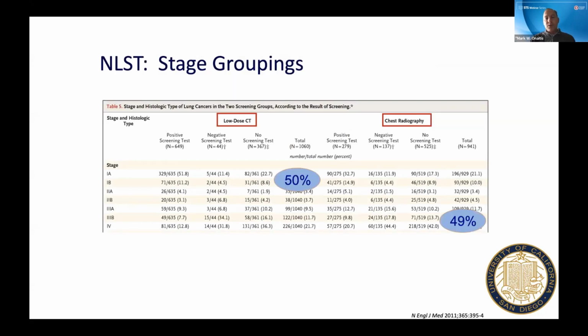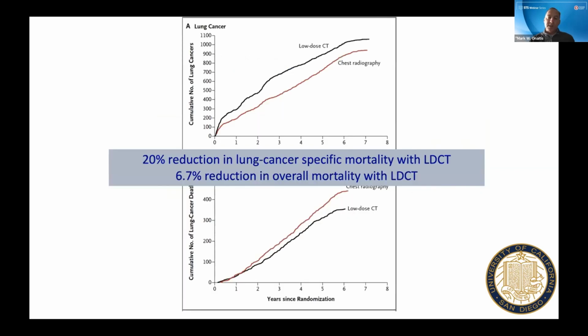However, when you look at these two groups, in the low-dose CT group, 50% of them were diagnosed at stage 1, whereas in the chest X-ray group, 50% of them were stage 4. And that leads to this 20% reduction in lung cancer-specific mortality. And there was a reduction in overall mortality as well of 6.7%, but that was mostly related to lung cancer-specific mortality.